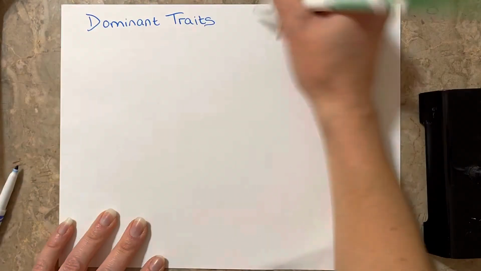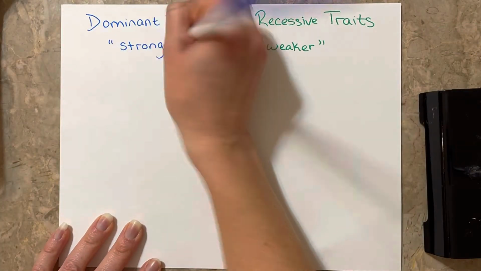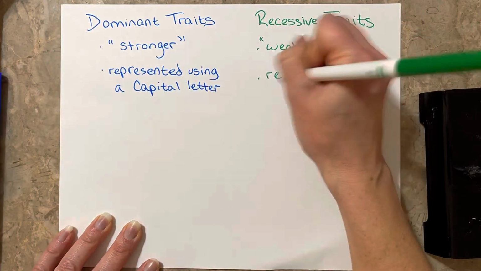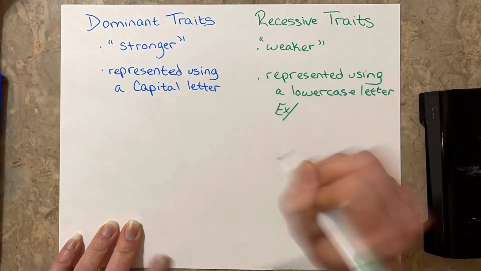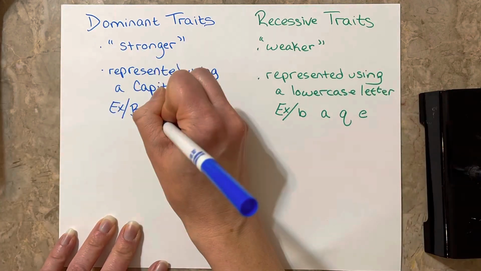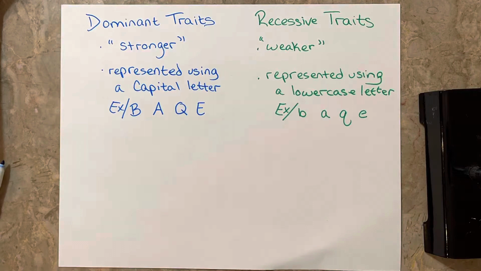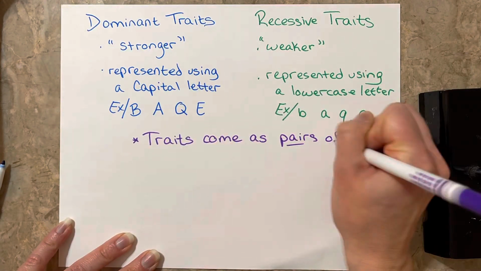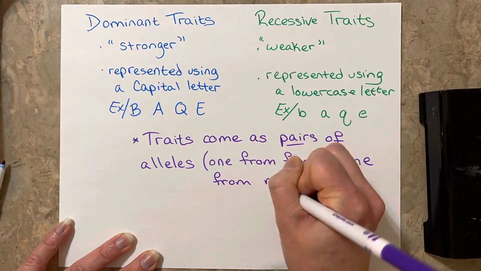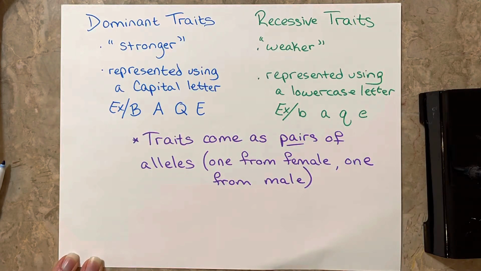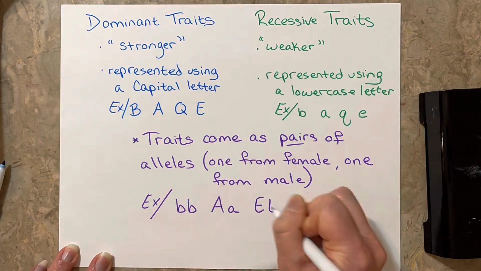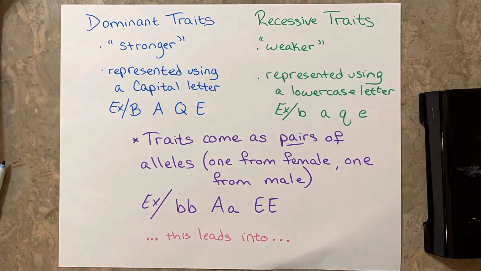So what is a dominant and recessive trait? Well, a dominant trait is the stronger of the trait and is represented using a capital letter, such as capital B, capital A, capital Q, capital E. The recessive traits are weaker, represented using a lowercase letter. For example, lowercase b, lowercase a, lowercase q, and lowercase e. Traits come as pairs of alleles, one from the female, one from the male. For example, little b, big A, little a, big E.